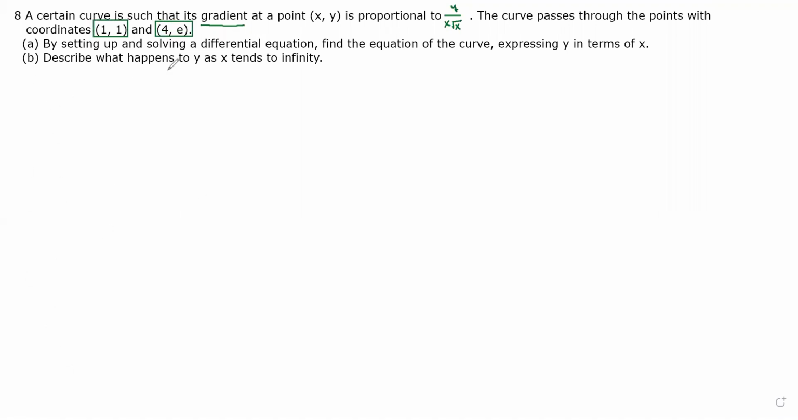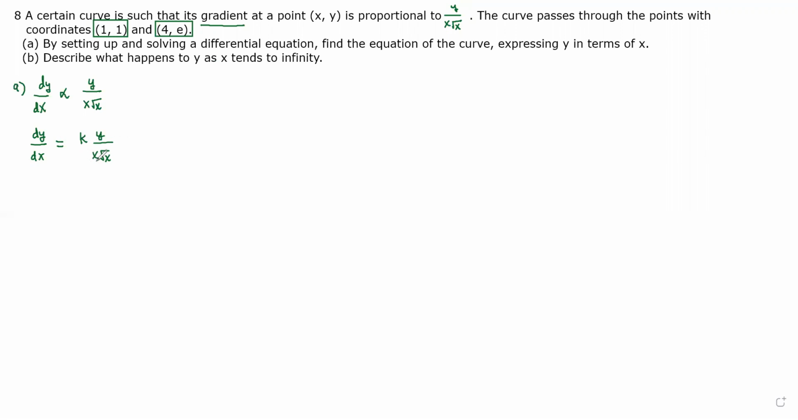Part A: by setting up and solving a differential equation, you need to find the equation of the curve, expressing y in terms of x. Gradient is proportional to y over x square root of x. Gradient is given by dy/dx. This is proportional to y over x square root of x. We can write dy/dx equals a constant multiple of y over x square root of x.